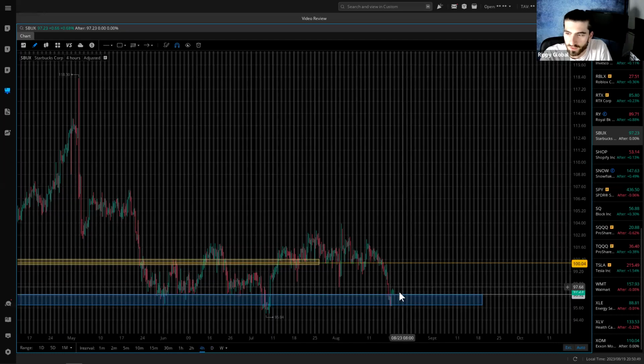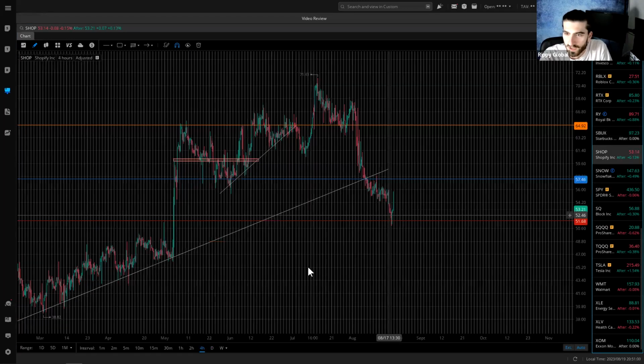If we can hold support in this area, roughly $97 a share, we're going to push back up and fill the gap to $100 a share on Starbucks. So now looking at Shop, we talked about Shop this past week. It filled the gap to $51.60 that we had.